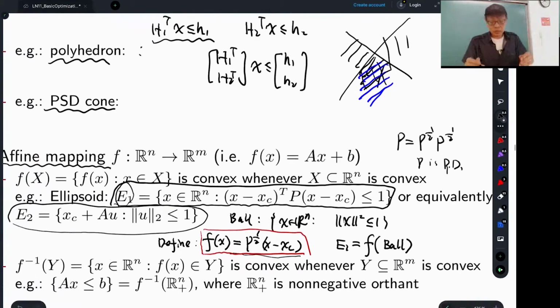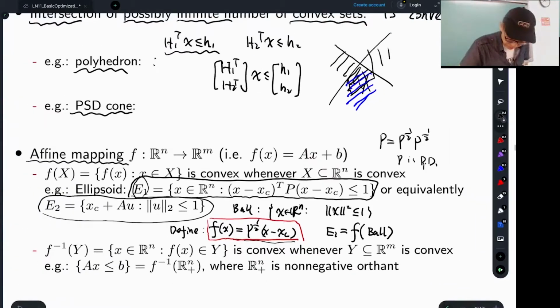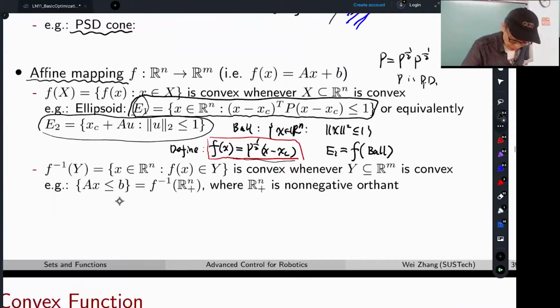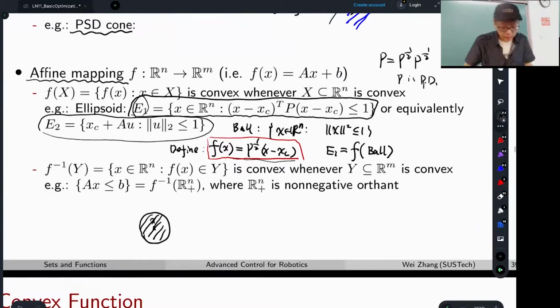That's what I mean by taking a set and mapping that set to generate another set. Let me draw a figure. So this is a ball. All the x satisfied within this circle is the ball. If you take a mapping f, all the points will become like this.